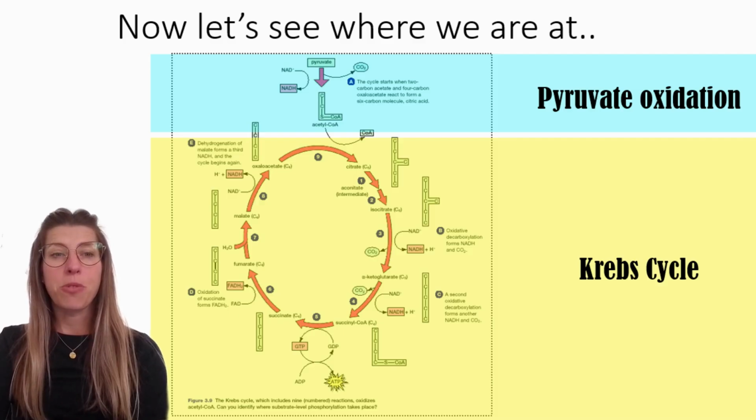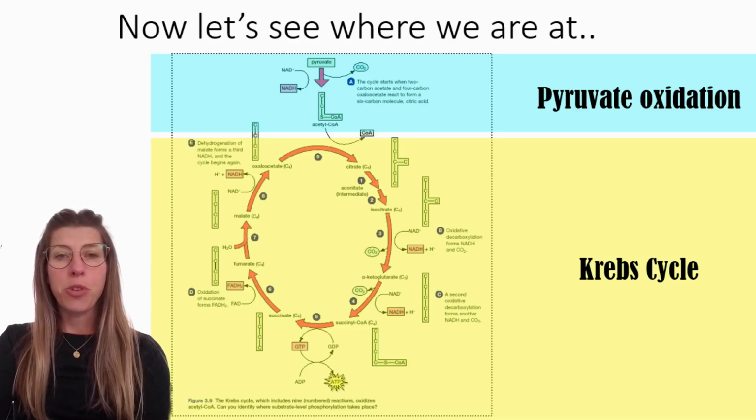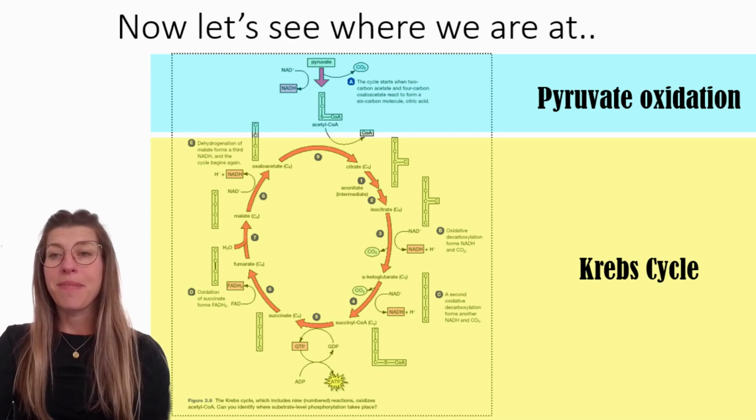So again, here's the grand overview of what we just looked at, the pyruvate oxidation. This is happening in the outer membrane of the mitochondria, and it transforms pyruvate into acetyl-CoA. And you can see that in the top part of the diagram there. And where that acetyl-CoA goes to is into the Krebs cycle. Okay, it is the precursor to start the Krebs cycle. And as you can see, the Krebs cycle is a gloriously detailed cycle.